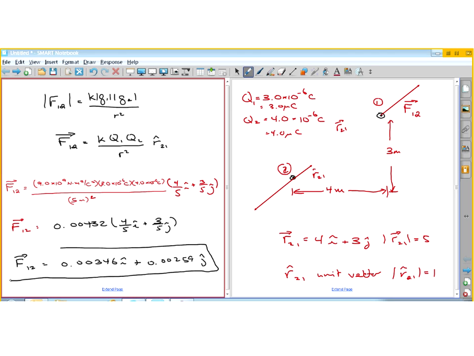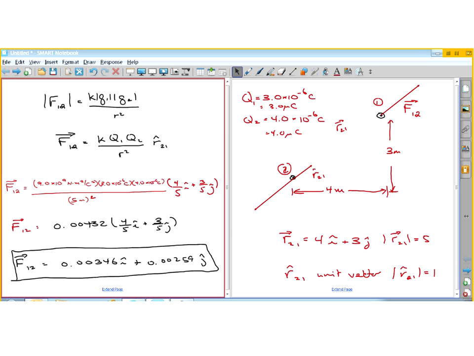Of course, F21 would be these, but the signs changed. So this one's going positive x and positive y. You can see it does what we think it should do. Whereas this one's going to be going the opposite direction, to the left and down, which is going to be negative. Now, if this point, say charge 1, were down here, then r21 would have a positive x and a negative y. And so that would work out as correct too. So that's how you handle it.